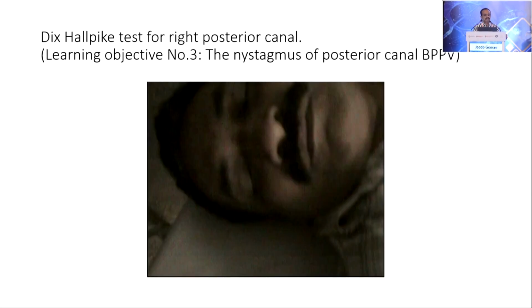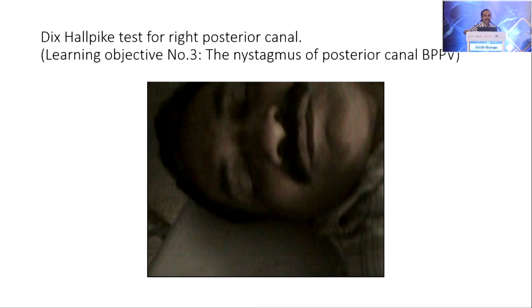Now, the third objective is the nystagmus of posterior canal BPPV. Before I play this video, I'll just explain what is happening. In posterior canal BPPV, there's an abnormal stimulation of the posterior canal. Suppose that this patient has right posterior canal BPPV. So the right posterior canal activates the right superior oblique and the left inferior rectus. Both of these are depressors. So when they depress, there will be an upbeating nystagmus, because the corrective phase will be upbeating.